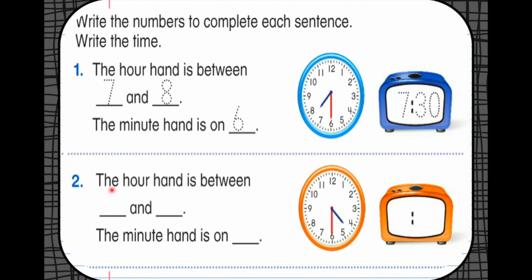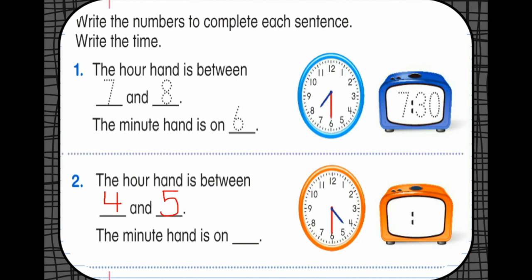Let's take a look at another example. Looking at the blue hour hand in this orange clock, it's in between the 4 and the 5. So it's not quite 5 o'clock yet. It's still within the 4 o'clock hour. I'm going to switch this over to my pen to write this in. The hour hand is between 4 and 5.